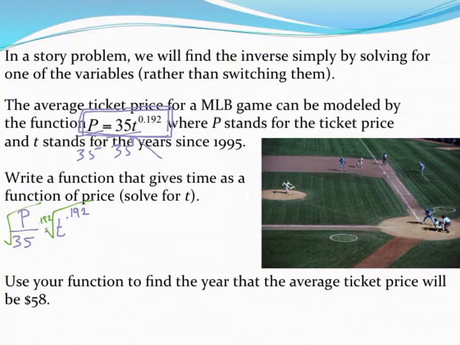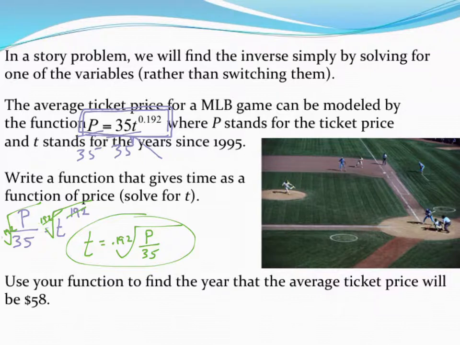Make sure your root goes around that entire fraction, top and bottom, and then in the little hook part where I usually write my index, the cube root or the square root, I'm going to put the 0.192 root. So my rearranged equation, once I make this look a little bit neater, is t equals the 0.192 root, and make sure again that goes around the entire fraction of p over 35. So that's what we'll call our inverse equation. Really, we just rearranged our equation.